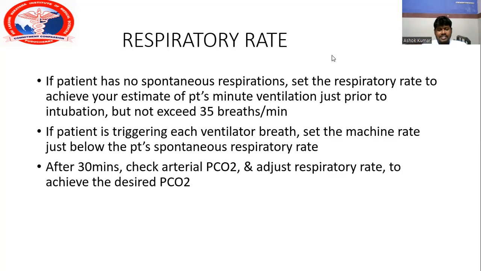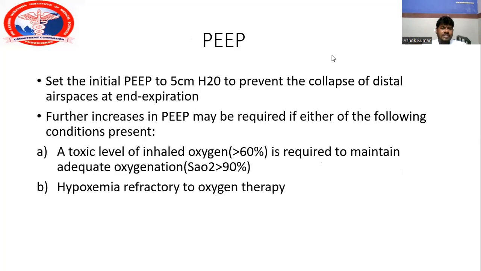After 30 minutes, check arterial PCO2 in ABG or adjust the respiratory rate to achieve the desired CO2. Next will be the positive end expiratory pressure. Set the initial PEEP to 5 centimeters of water to prevent the collapse of distal airways at the end of expiration and to increase the oxygen supply of the patient.